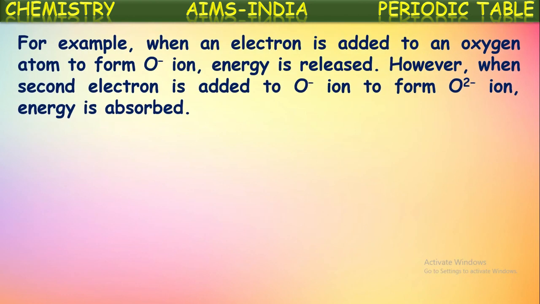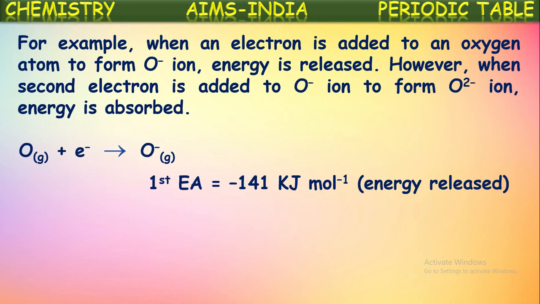For example, when an electron is added to an oxygen atom to form O minus ion, then immediately the oxygen atom releases a certain amount of energy. So we can say this is the first electron affinity and it is exothermic as energy is released out. However, when a second electron is added to the already formed O minus ion, then in the formation of O2 minus ion, energy is absorbed instead of being released. So we say the second electron affinity is endothermic.